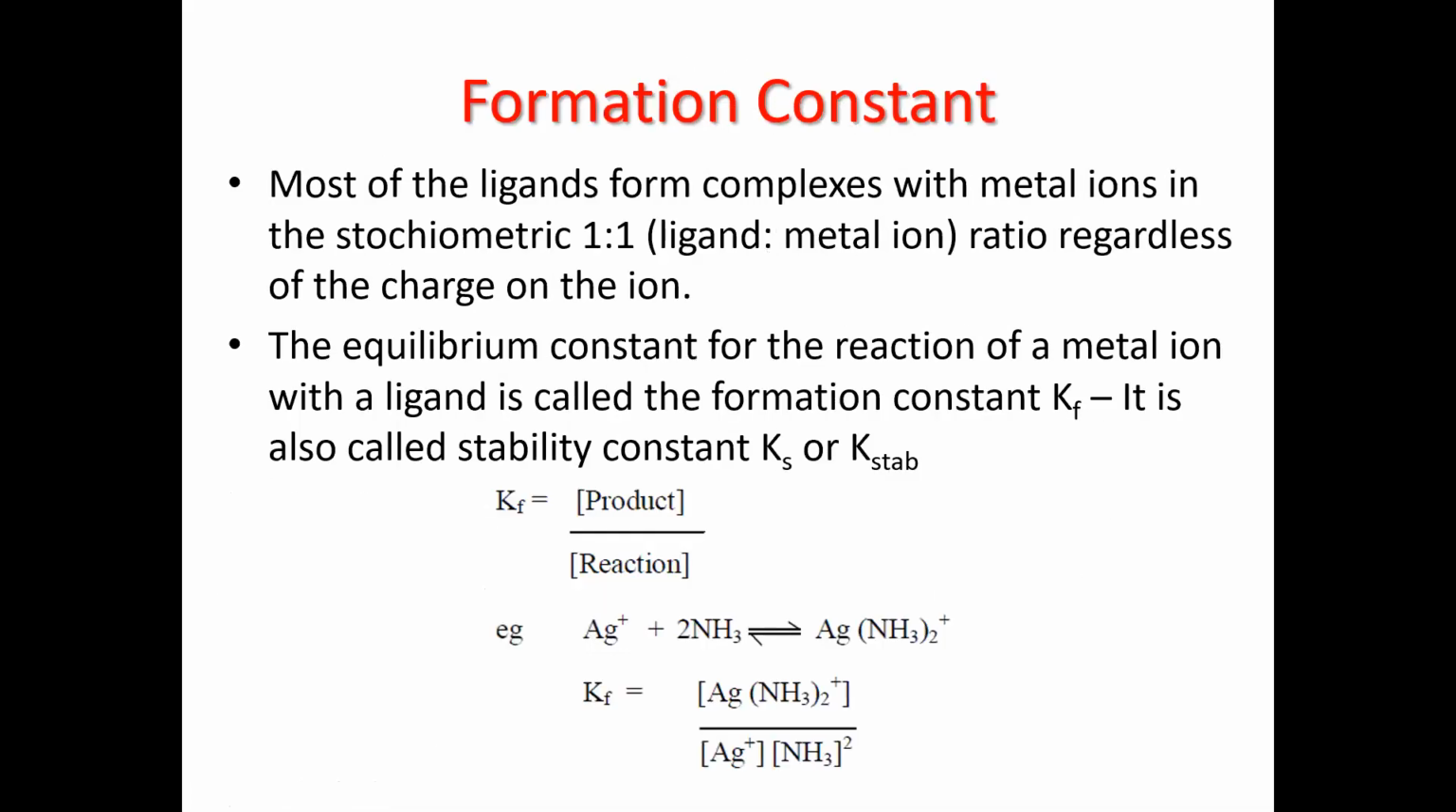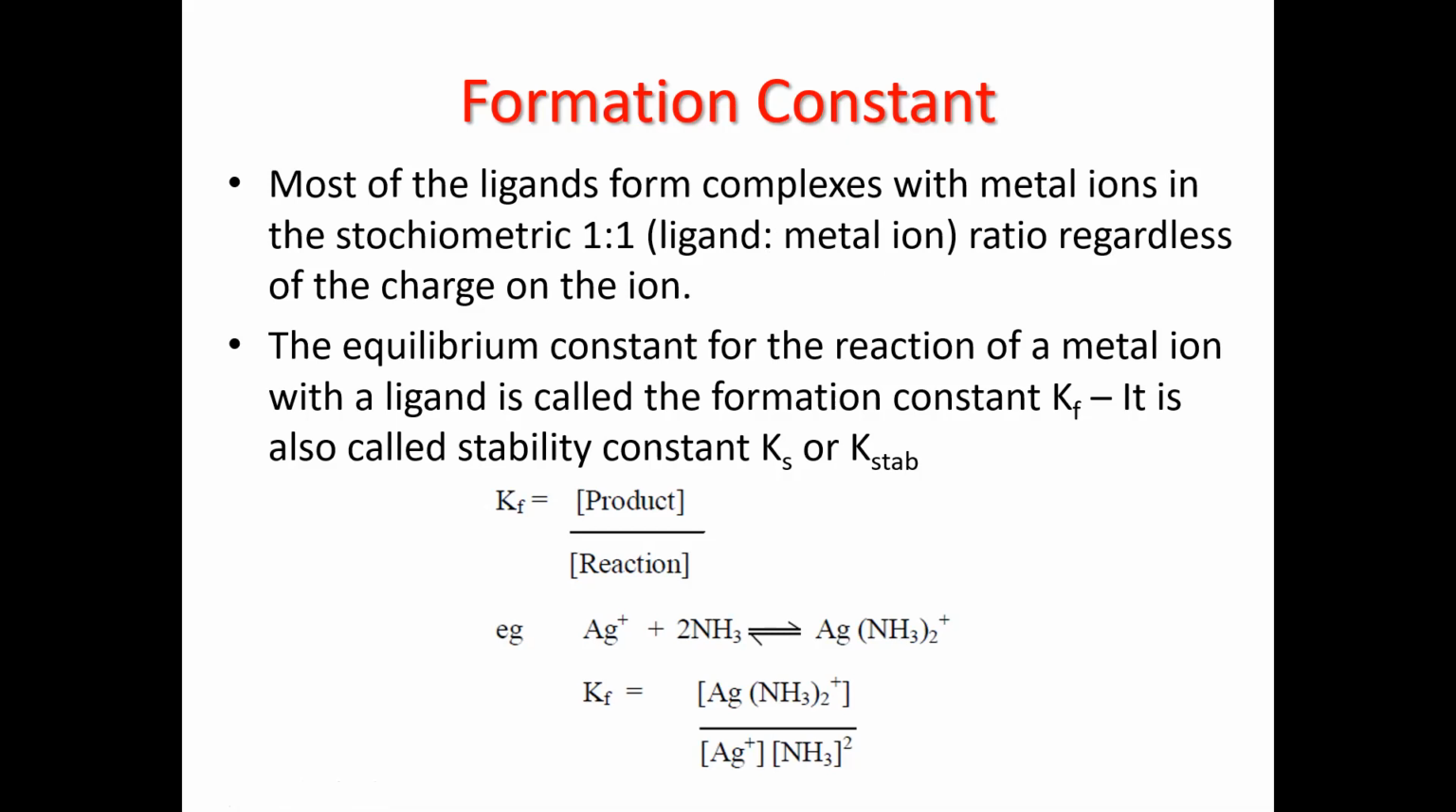And like every formation, there'll be a formation constant when the ligands form complexes with metal ions. And they do so in a stoichiometric ratio of 1-to-1. That is 1 molecule of the ligand and 1 mole of the metal ion, regardless of the charge of the ion, whether it is aluminum, which is 3+, or iron 2, iron 3, they will always form a 1-to-1 ratio complexation when the formation of the complex is carried out. And there'll be an equilibrium formed for the reaction.